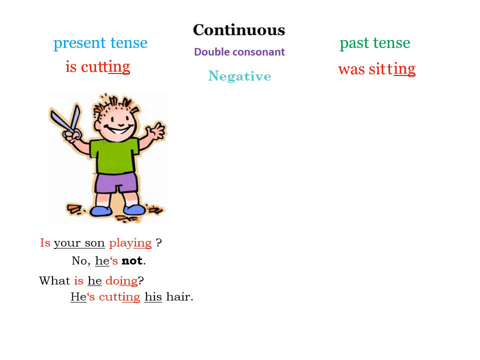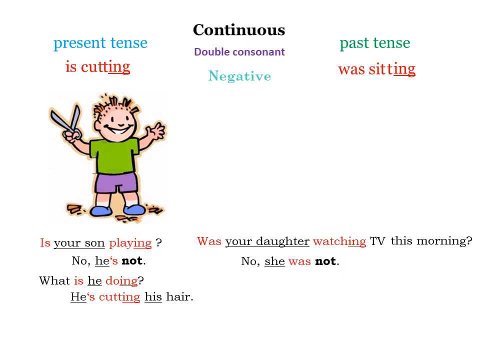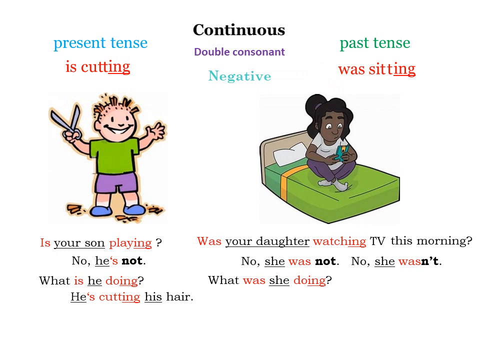Past tense was sitting. Was your daughter watching TV this morning? Negative. No, she was not. Or, no, she wasn't. What was she doing? She was sitting on her bed with her cell phone.